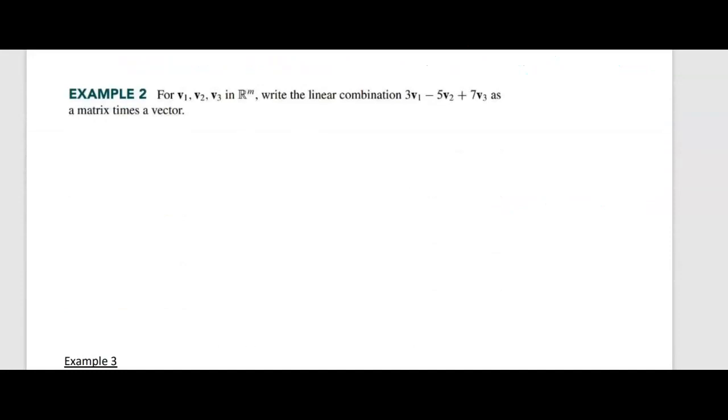All right, if I have these three vectors, v1, v2, and v3, and they are in Rm, write a linear combination of 3v1 minus 5v2 plus 7v3 as a matrix times a vector. Well, remember up here in our definition, it was x1 a1, where a1 was our vector, plus x2 a2, plus x3 a3. And that was equal to A as a matrix with all of those column vectors times x as a vector.